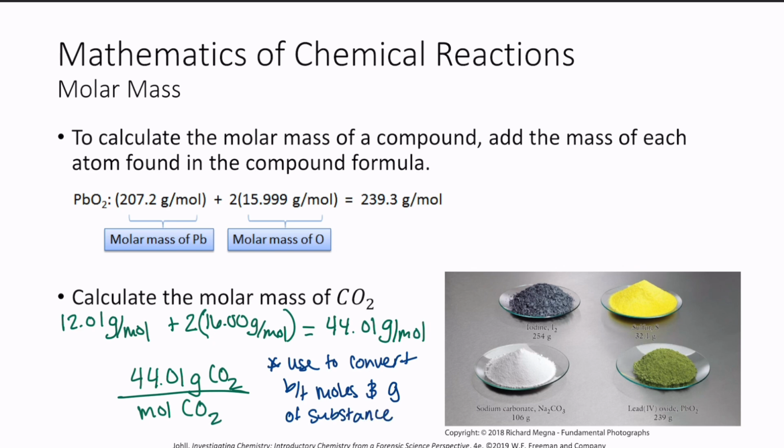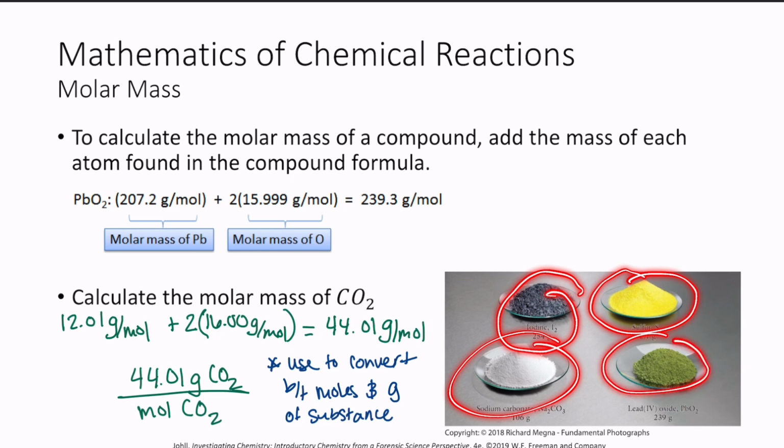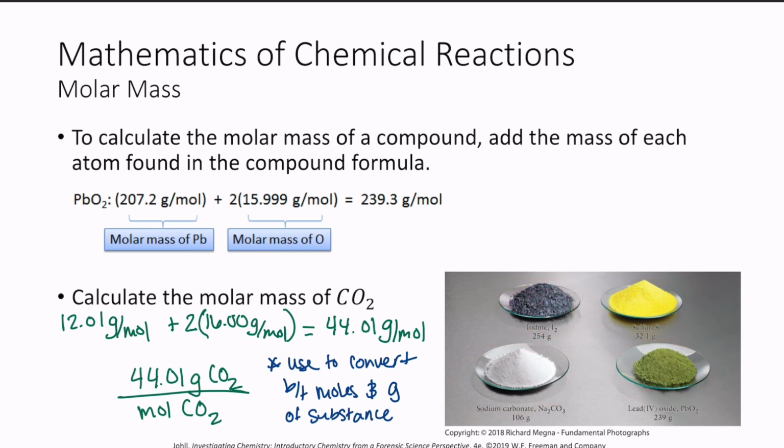Now, the reason moles are so great is because if we look at this image here, it looks like we have approximately the same amount, right? Don't these heaps of stuff look the same? But if you look at the masses, they're all different, right? So this is the amount of 1 mole of each one of these substances. So we have 1 mole here, 1 mole here, 1 mole here, and 1 mole here.